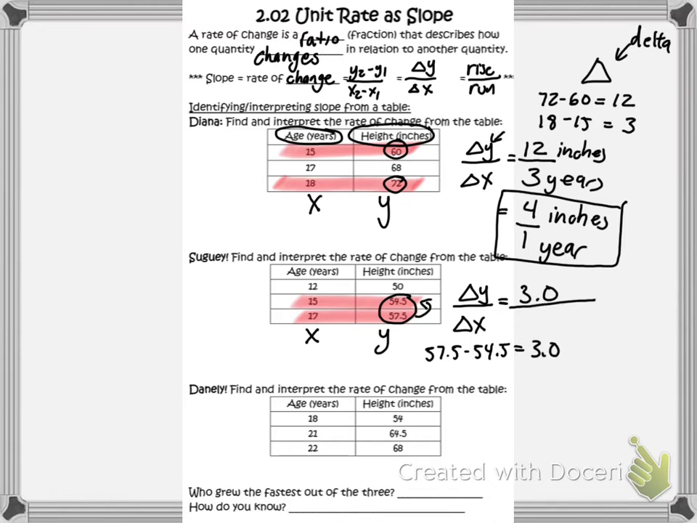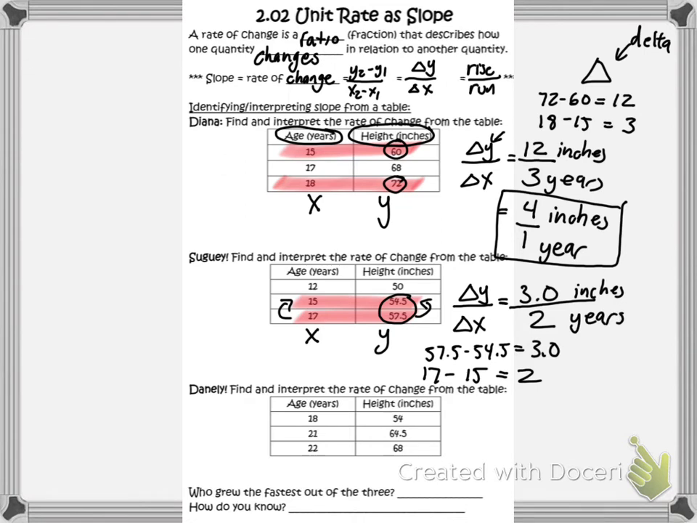Now the change in x, I'm going to take 17 minus 15. That's going to give me 2. So over here, I will have 2. Now, what are the units? 3.0 what? 2 what? Go ahead and write down the units, please. That is correct. 3.0 inches for every 2 years.